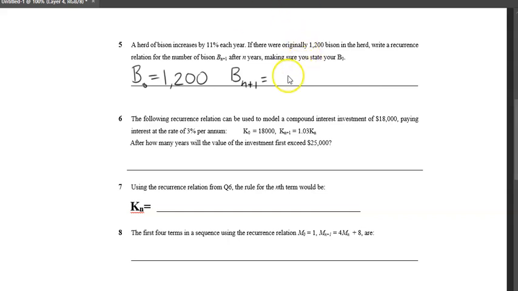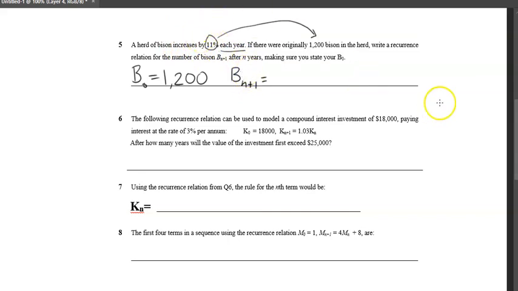So b of 0 is 1,200. To get the next term, we need to find out what our r value, our common ratio, is. Now, a lot of people would think that this is going to just be 11 times b of n, but this is not the case because this is a percentage. 11 is a percent. But we can't just find out what 11% of the 1,200 is, because this is increasing by 11% each year, or in other words, it's a compound.